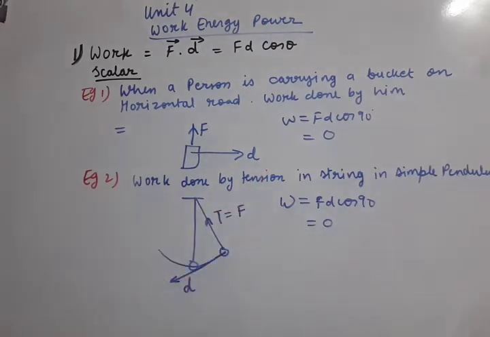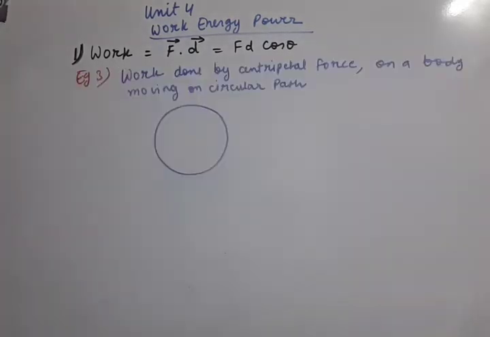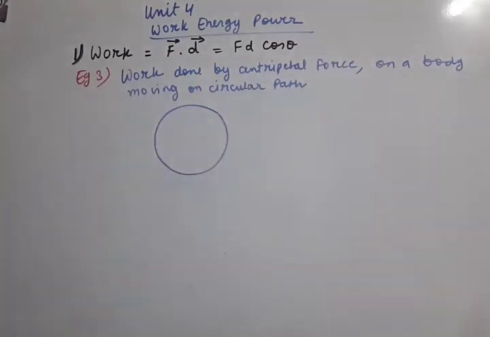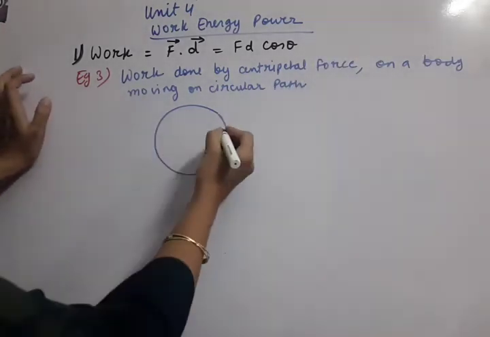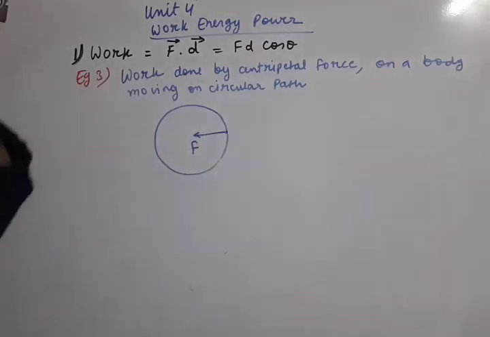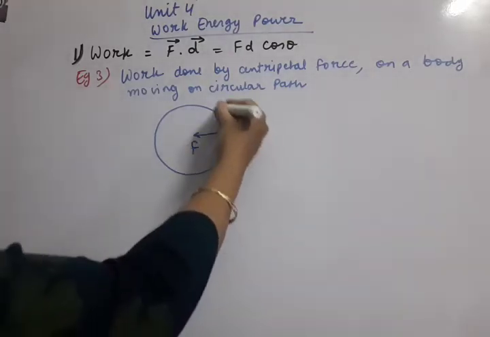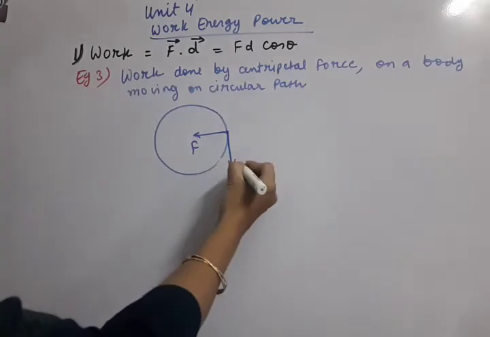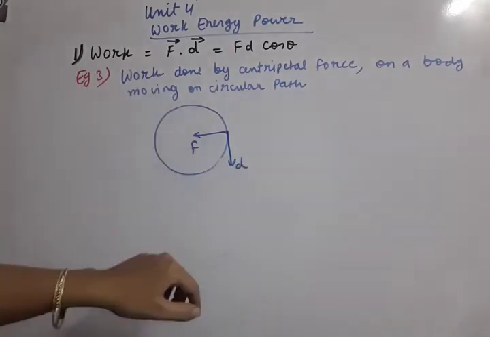Let us move to the third example. The third example is related to circular motion. We are asked to calculate the work done by centripetal force. Let us show the direction. We know that centripetal force is always towards the center of the circle. Now one object is moving along the circular path. If the object is moving along the circular path, we can draw the tangent to show the displacement.